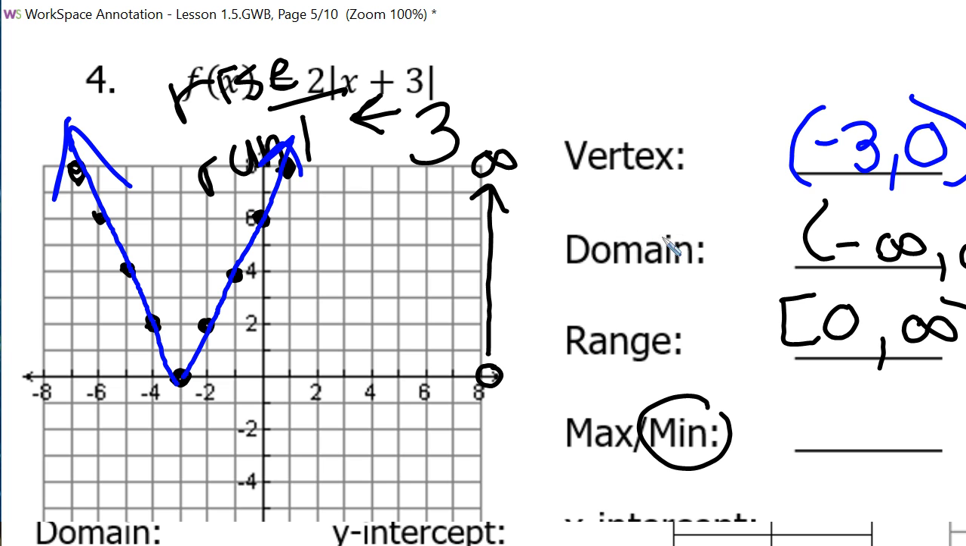The x-intercept is negative 3. The y-intercept, where does it hit the y-axis? Right here at 6. So y equals 6.